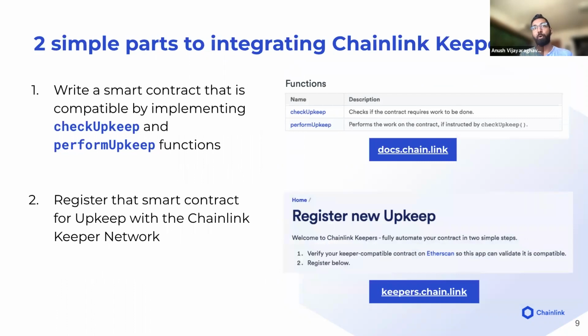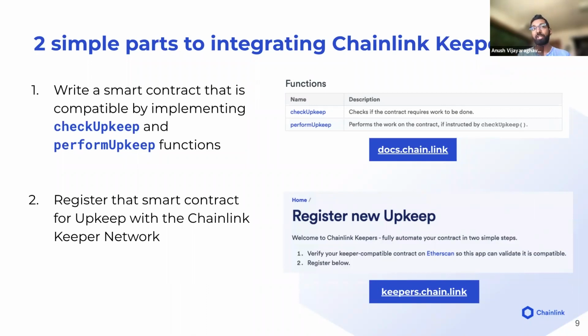There are two simple parts to integrating Chainlink Keepers. First is to write a smart contract that is compatible by implementing the checkUpkeep and the performUpkeep functions. The checkUpkeep portion of your code is run as an eth_call off-chain at every single block. And provided your checkUpkeep returns true, it means it is time to take action on-chain. When this happens, you can also pass back information from your checkUpkeep from the off-chain compute to your transaction broadcasted on-chain, your performUpkeep function.